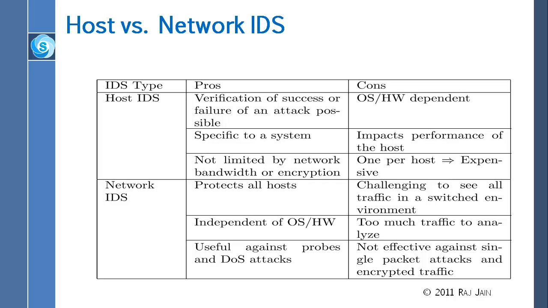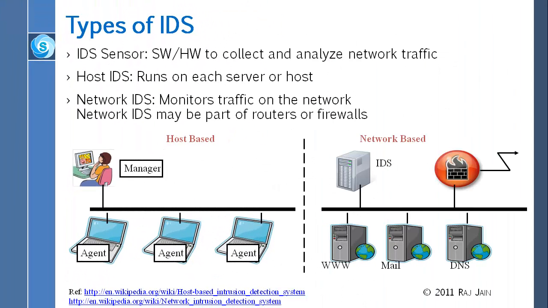This is good for DoS attacks because, if you do it right, those may not even reach the host. The negative is that you can't really catch single-packet attacks and encrypted traffic, because the network IDS does not have any passwords or security keys, whereas the host systems have the security keys, so they can look at the unencrypted traffic. There are both kinds of things one can buy. There are companies in the security business, including McAfee and Symantec, and they all sell IDSs of both kinds.